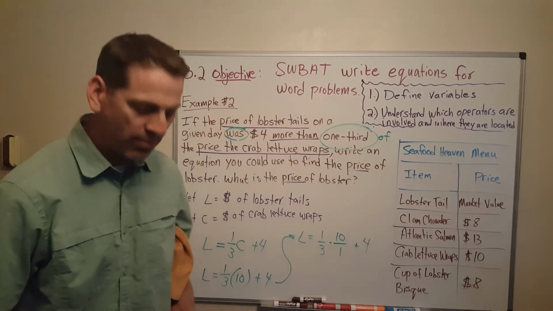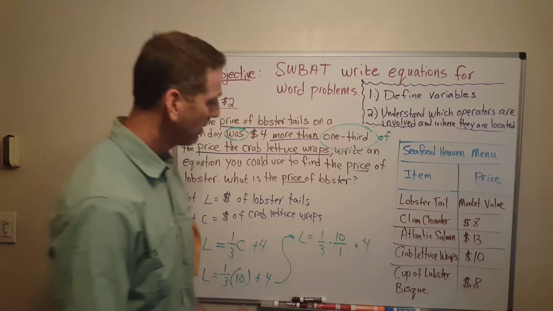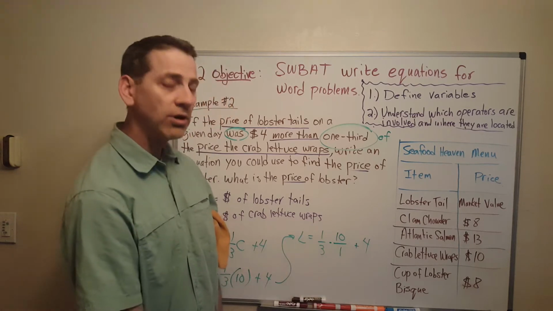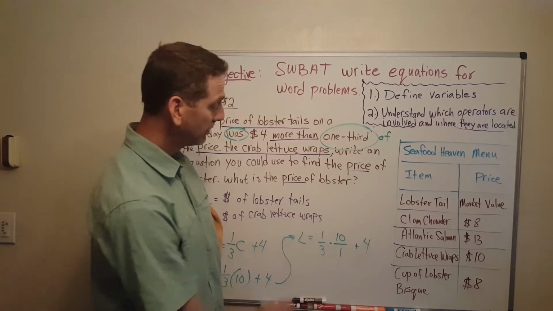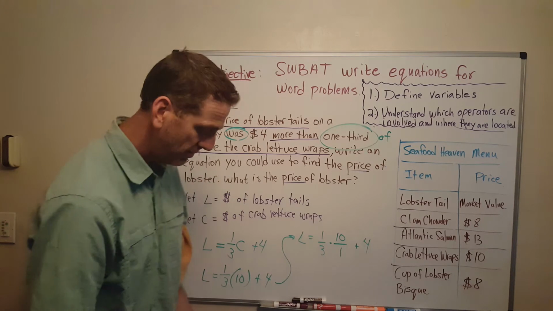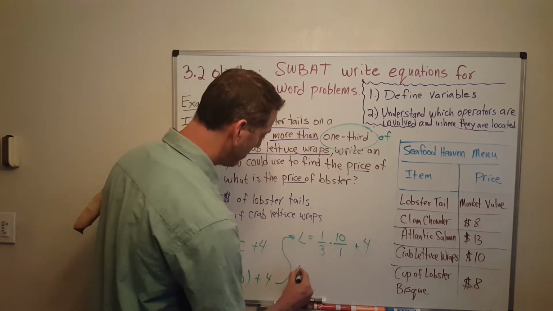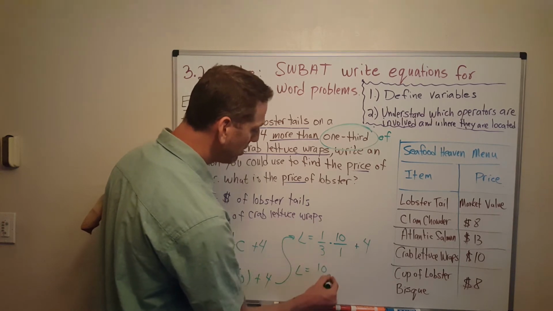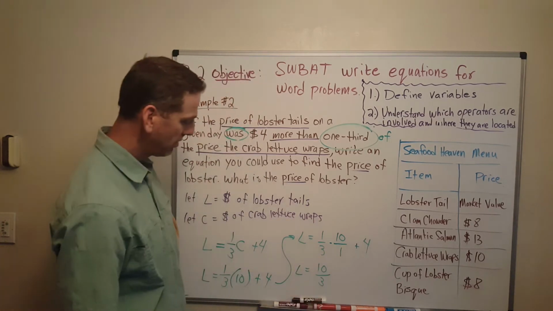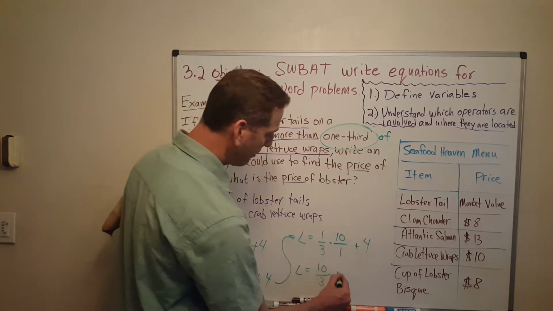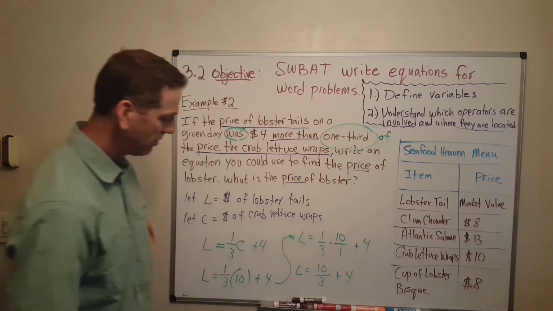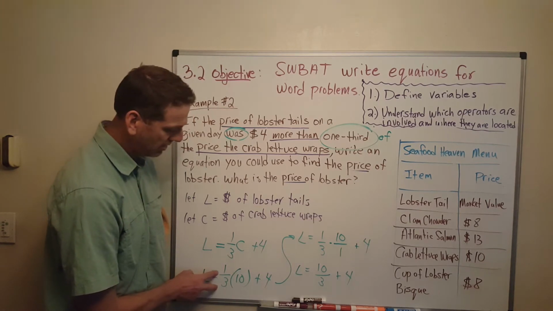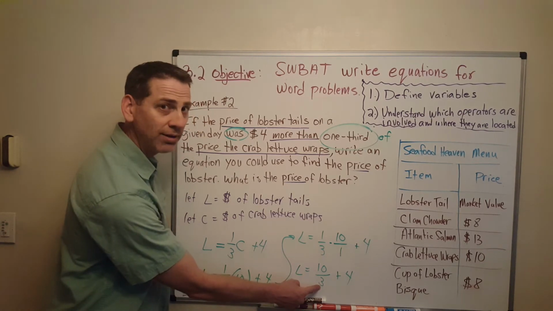So I just need to know how to multiply fractions here. So there's no way I can cross reduce this. So I'm just going to go ahead and multiply straight across. So 1 times 10 is 10. And 3 times 1 is 3. Okay? And that's plus 4. So by the way, you'll notice that multiplying by 1/3 is the same as dividing by 3. Okay?